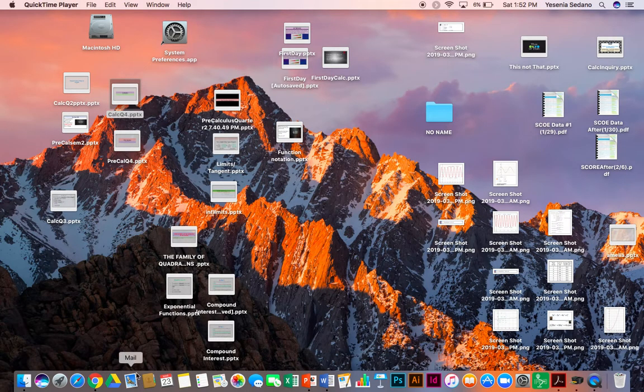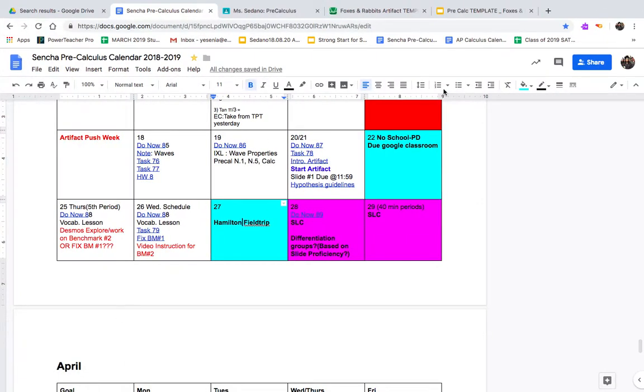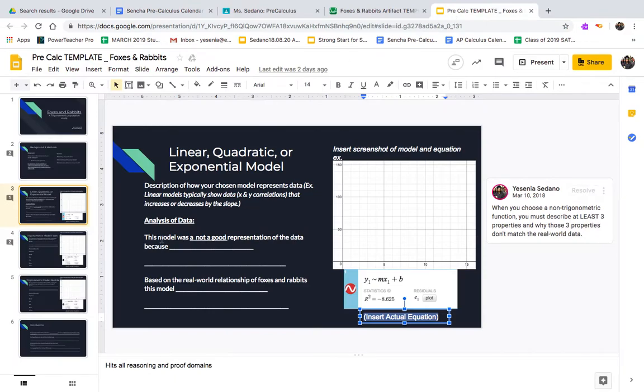All right, so we're going to talk about the expectations for benchmark number two. For benchmark number two, this is going to be slide number 3. What I want is a screenshot of this slide complete and turned into Google Classroom. In order to complete slide number 3, what you need is the template.